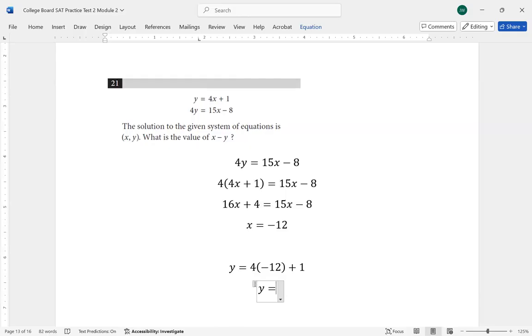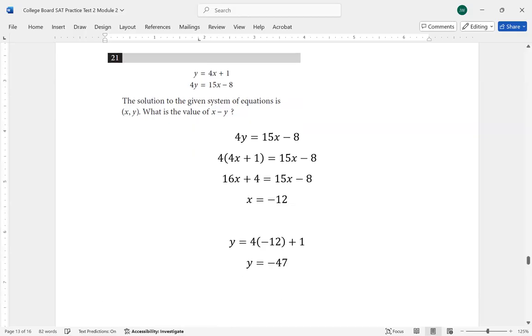4 times negative 12 plus 1 becomes negative 47. And now we know that the ordered pair is negative 12, comma, negative 47. That is the solution to this system of equations.